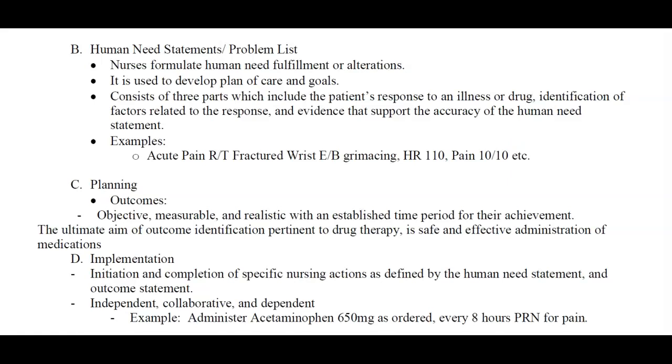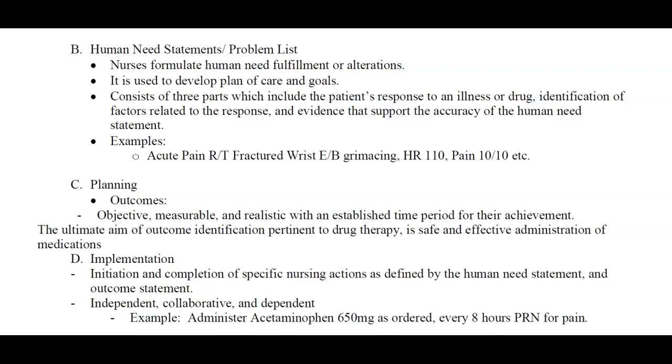Human needs statement consists of 3 parts, which includes the patient's response to an illness or drug, identification of factors related to the response, and evidence that supports the accuracy of the human needs statement. An example would be acute pain. So that's the first part, right? That's the patient's response to an illness or drug. And then followed by related to, in this case, fractured wrist. So this is basically identification of a factor relating to that response.